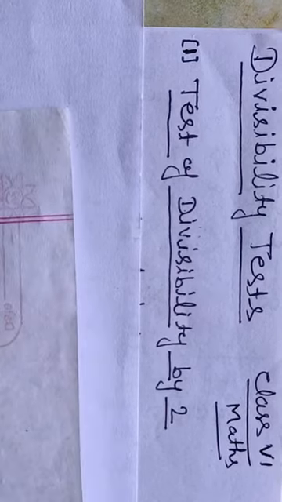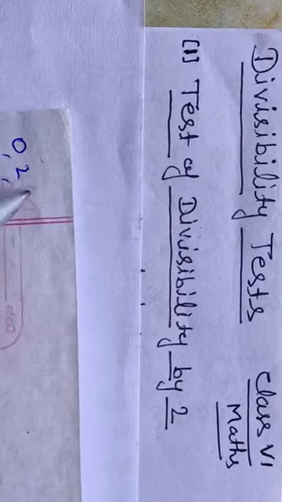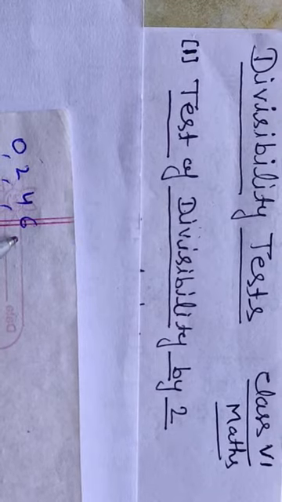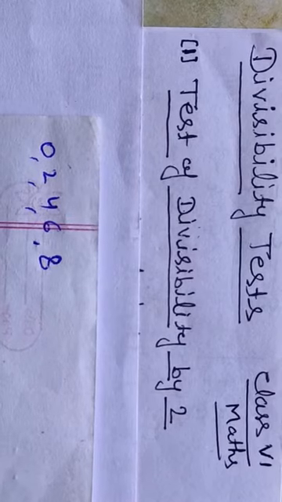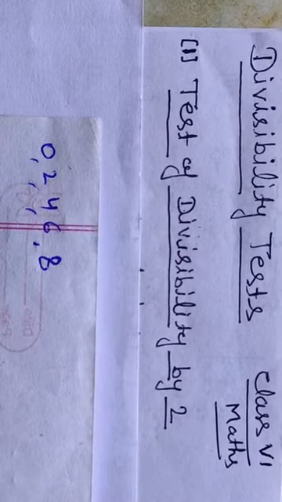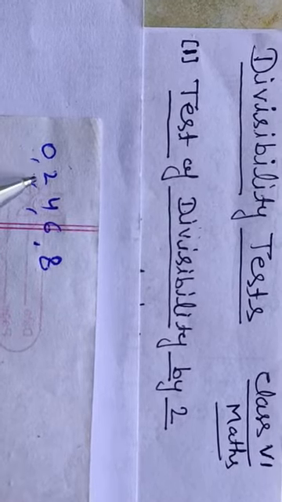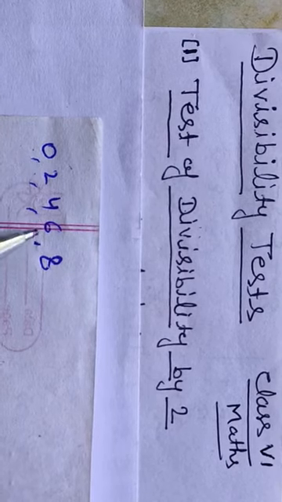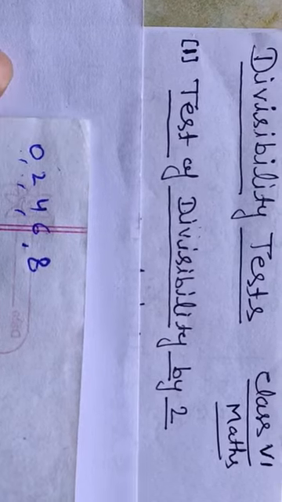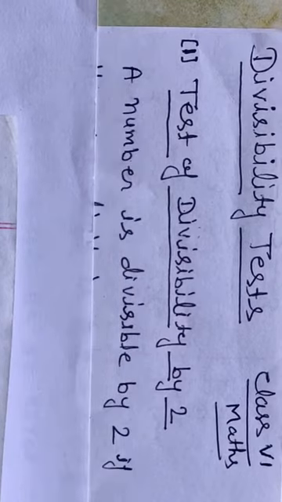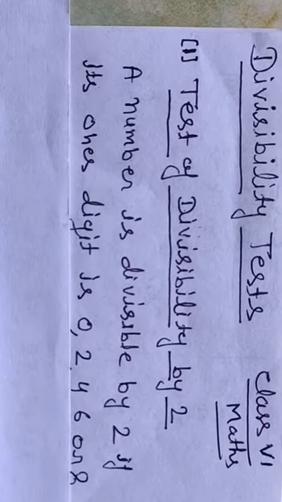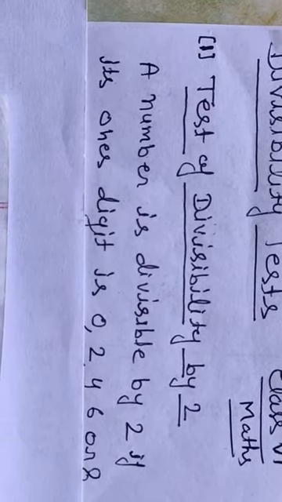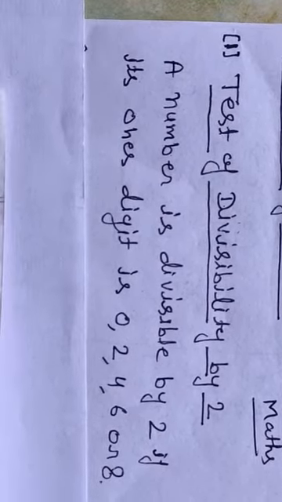If the one's place digit is 0, 2, 4, 6 or 8, then the number will be divisible by 2. So the test of divisibility by 2 is: a number is divisible by 2 if its one's place digit is 0, 2, 4, 6 or 8.